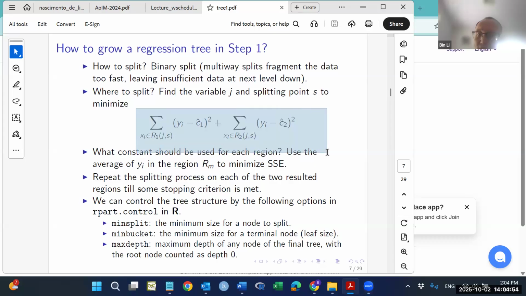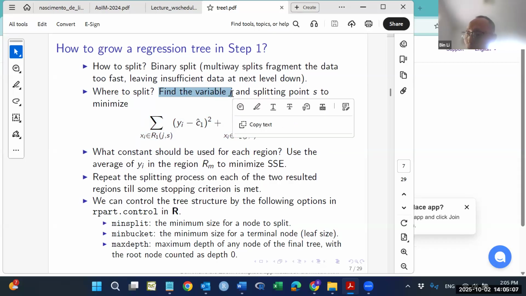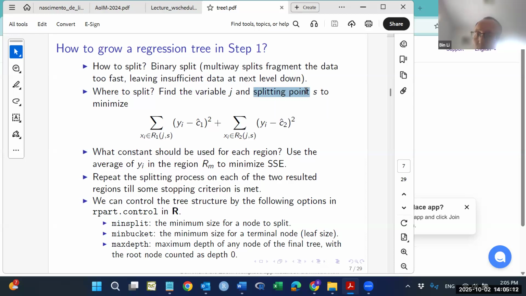Okay, so how do we find the optimal splits? That actually boils down to 2 questions. The first question is, we need to find out which variable we should use, because we have a lot of choices. We have a lot of variables, right? And also for that variable, what is the splitting point we should use?